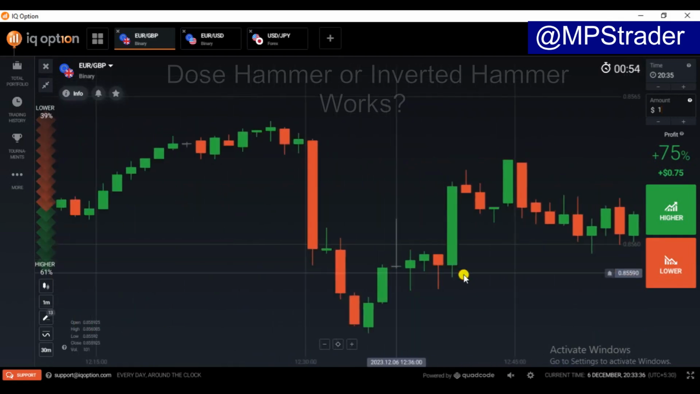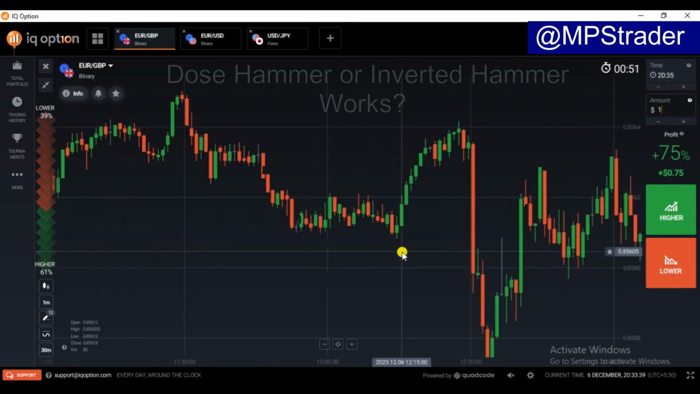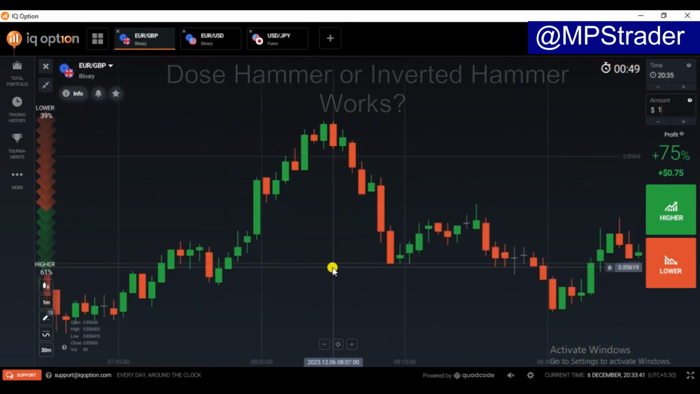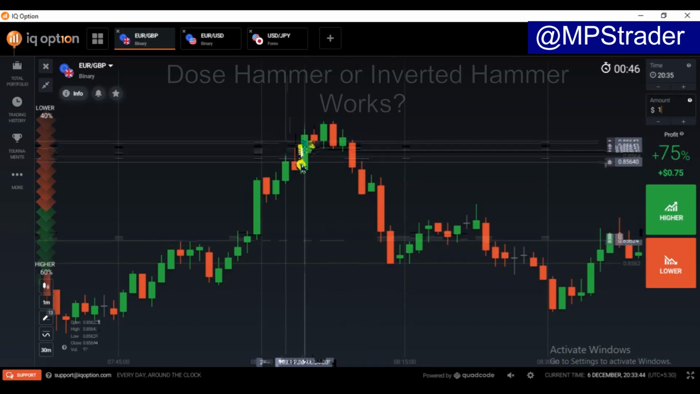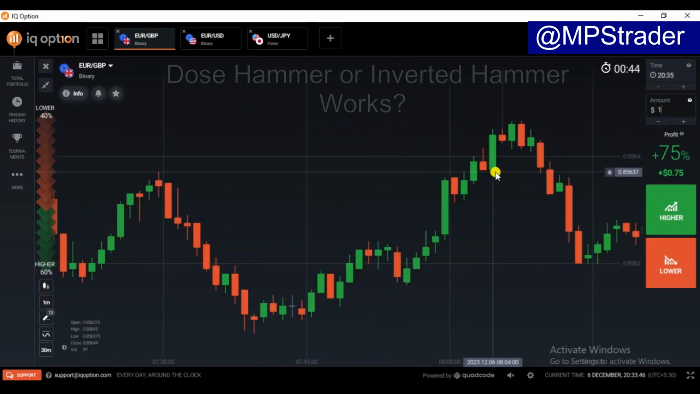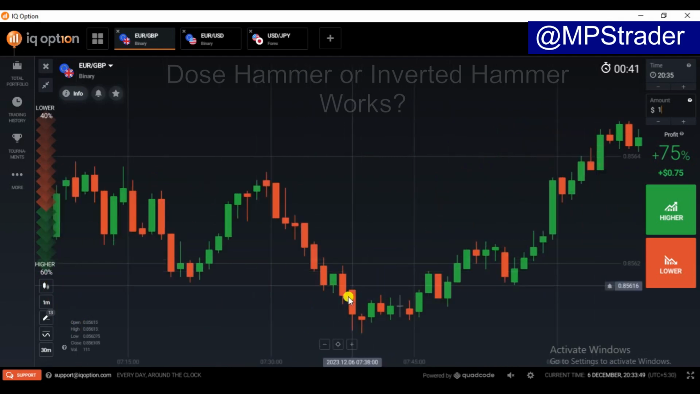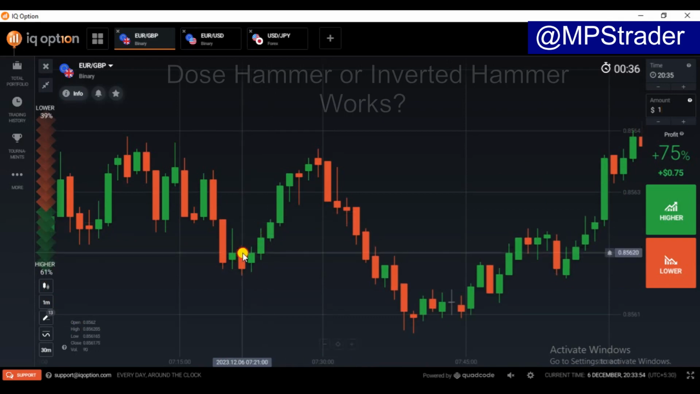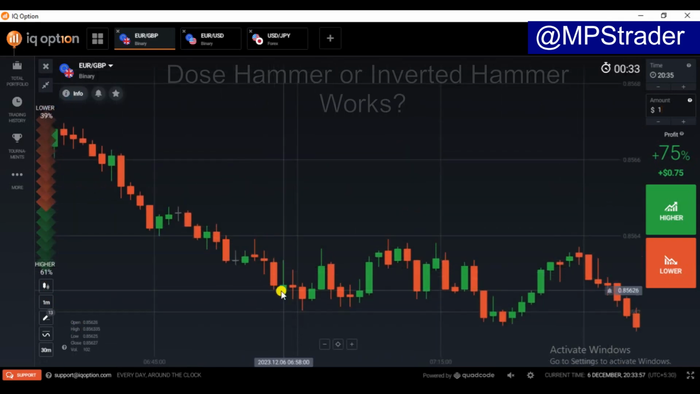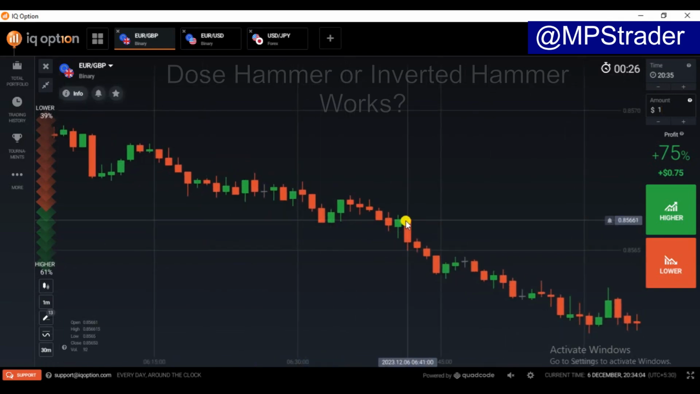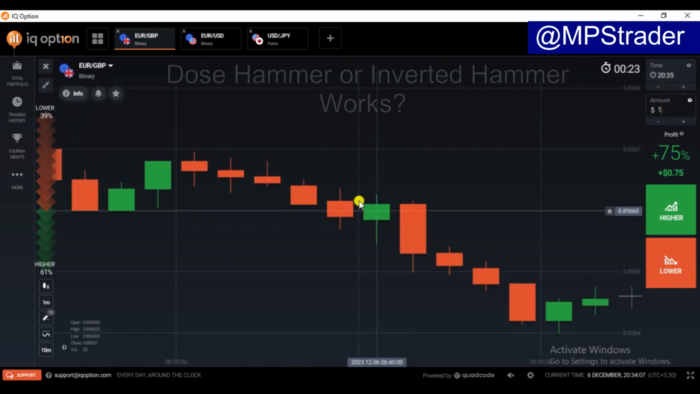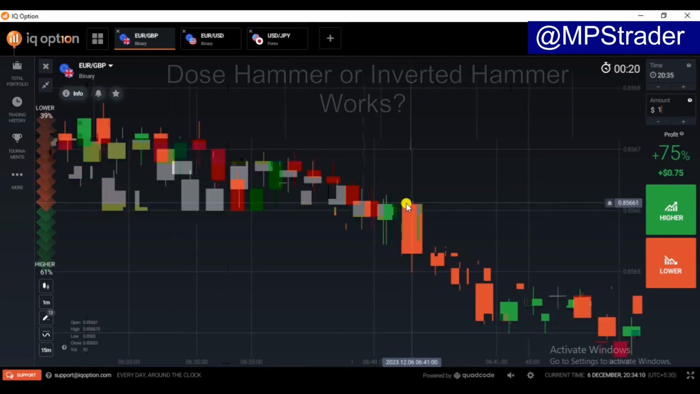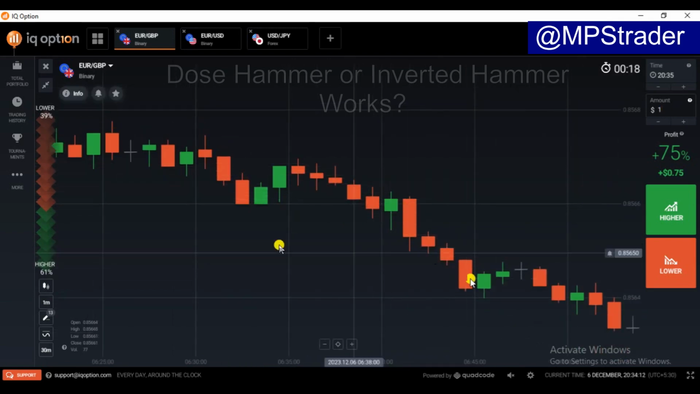let me show some more examples. A hammer continued, did not reverse, right? A hammer, it reversed. Hammer, inverted hammer, it reversed. Inverted hammer reversed, but from this level it reversed, and again it came down and again went up. We can take this as a hammer. Hammer did not reverse, but it went to the same trend.